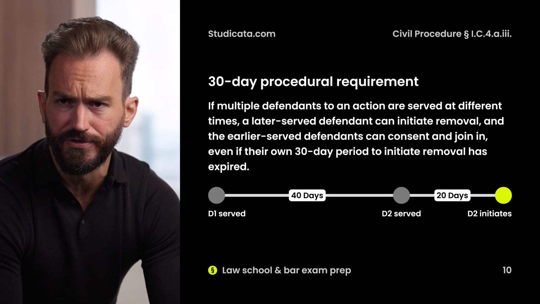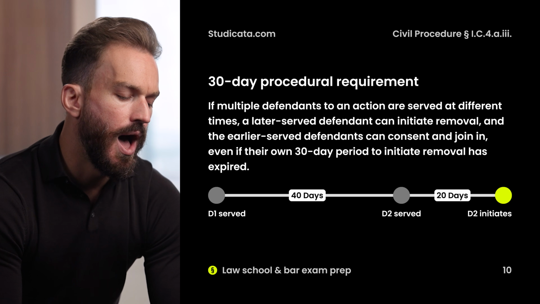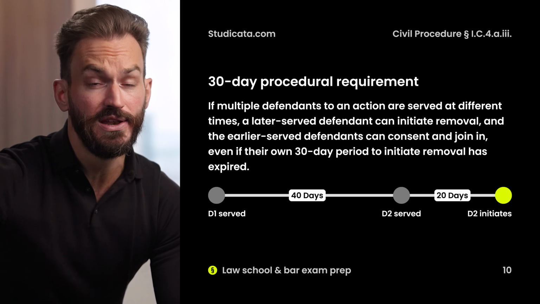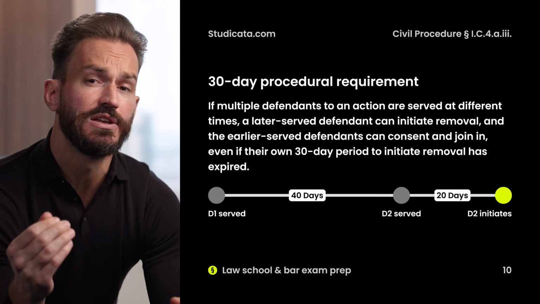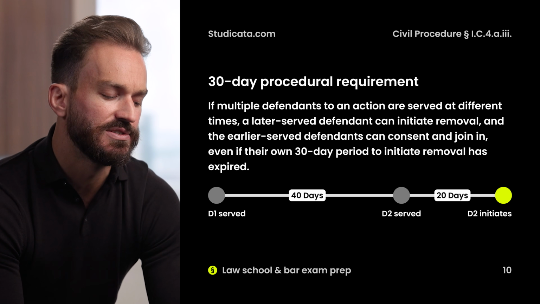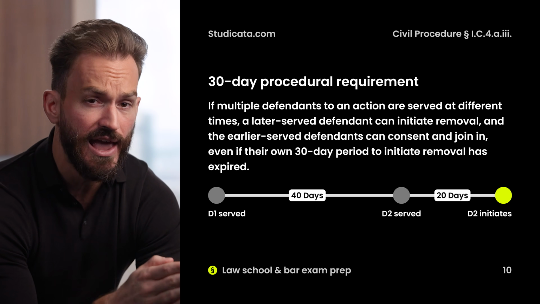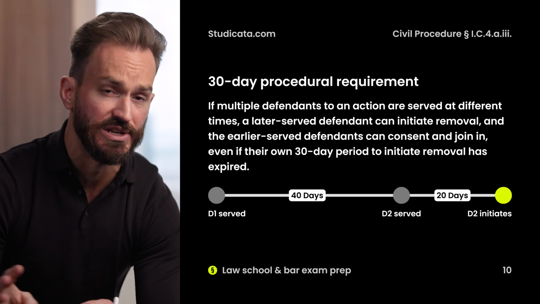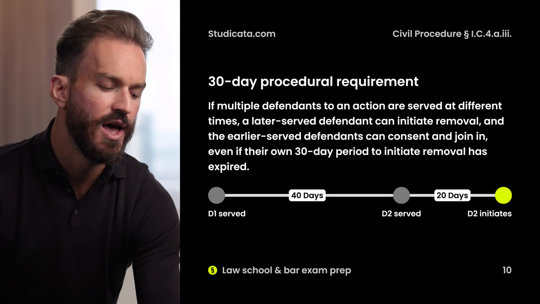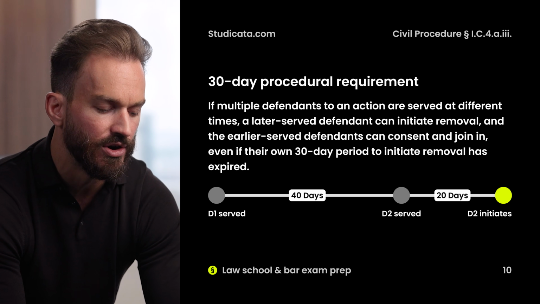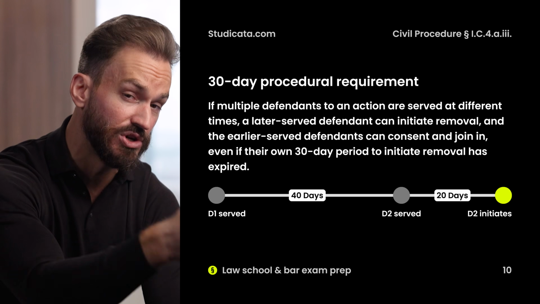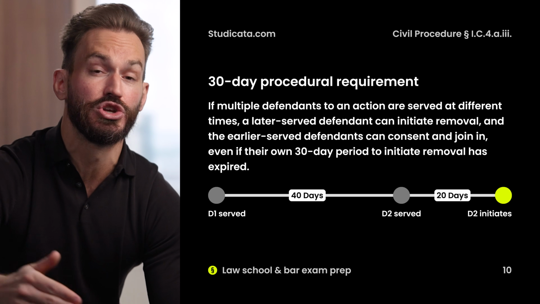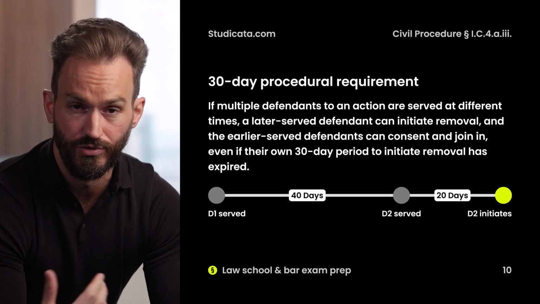Okay, so we have a little fact pattern drawn up here at the bottom. Imagine that our first defendant is served and 40 days passes. Well, we know after day 30, defendant 1 can no longer remove the action. His 30-day window has passed. But let's say 40 days later, a second defendant is served, right? Well, at this point, that second defendant now gets 30 days to file for removal.